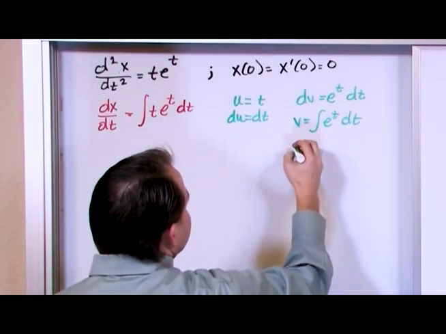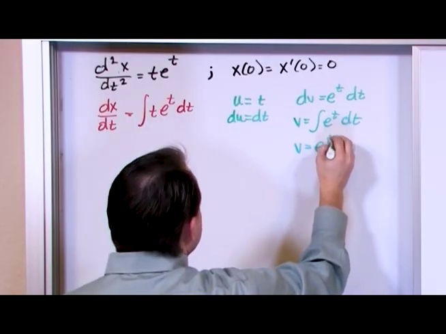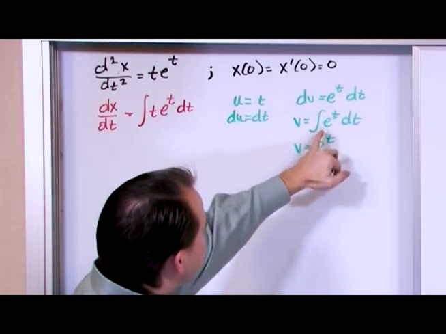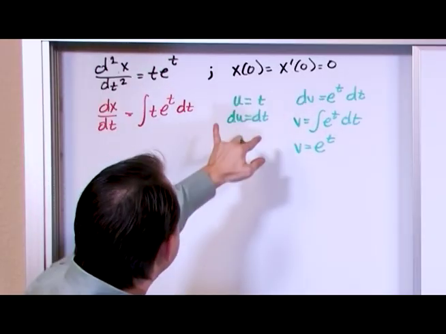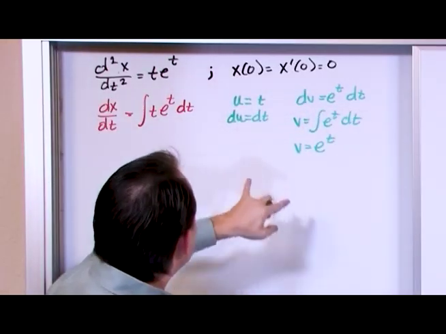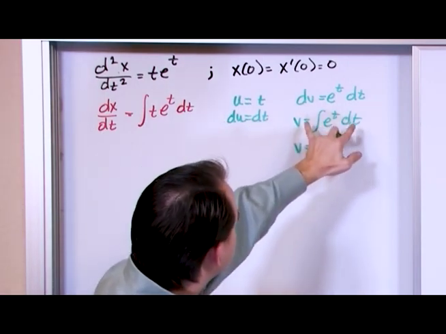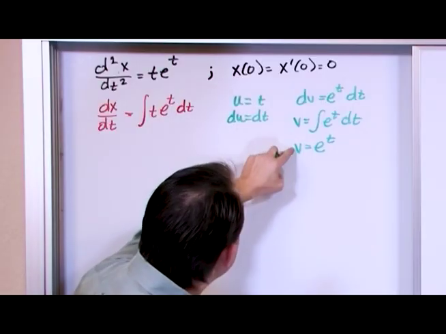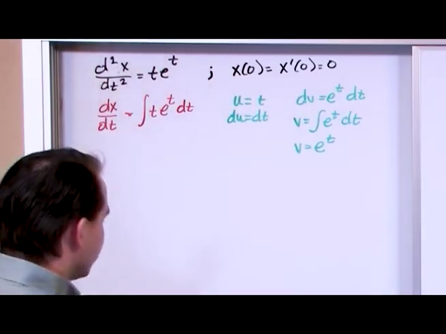And so obviously this is a really simple integral, e to the t. v is equal to e to the t, because the integral of an exponential is itself an exponential. So you define u and dv, take the derivative of this one, take the integral of this one, and now you have u and du, and you have v and dv, and that's what you need in order to actually do integration by parts.